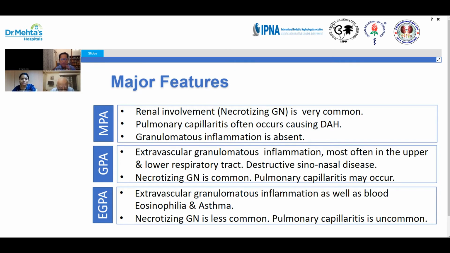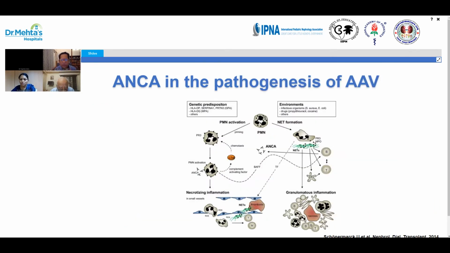And in this setting, the main pathology is that there are environmental factors and also genetic factors, with changes in HLA-DP and HLA-DQ, and the environment. This activates the neutrophil with activation by ANCA and causes necrotizing lesions, inflammation, or granulomatous inflammation.